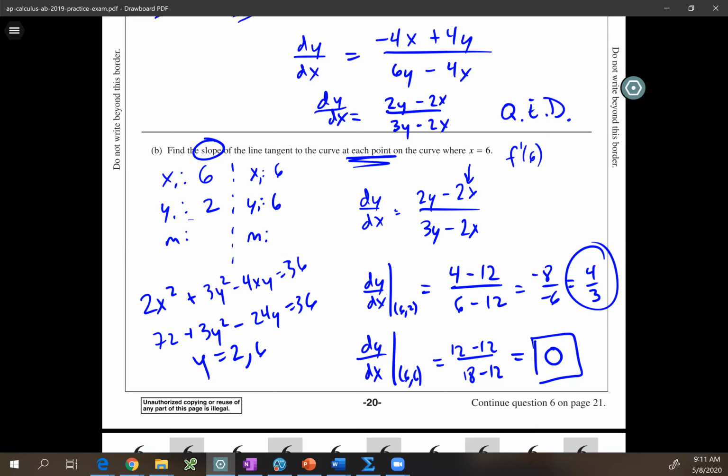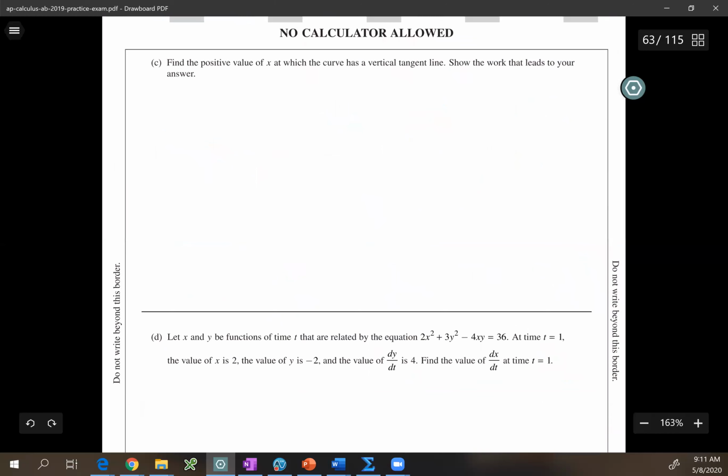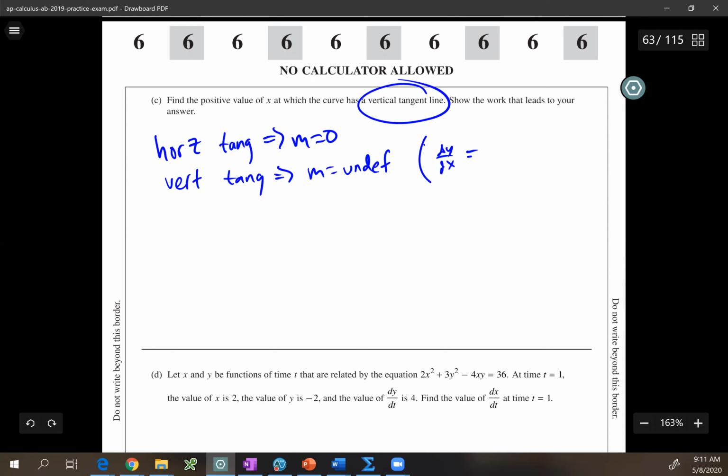So that's that one. C, find the positive value of x where it has a vertical tangent line. So really quick recap, right? Horizontal tangent line means that m equals 0. Vertical tangent line means that m is undefined. And usually what that means is we had some kind of implicit where our slope had a denominator and we're going to set the denominator to 0. So that's kind of a review of this.